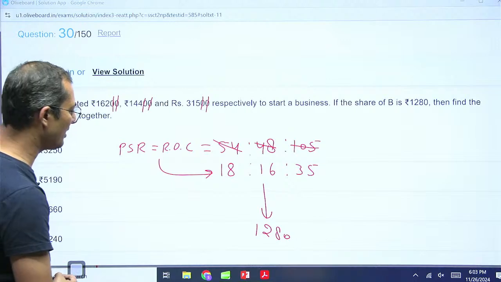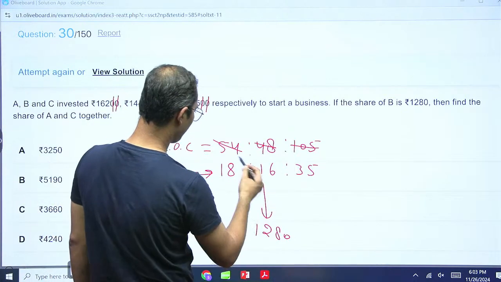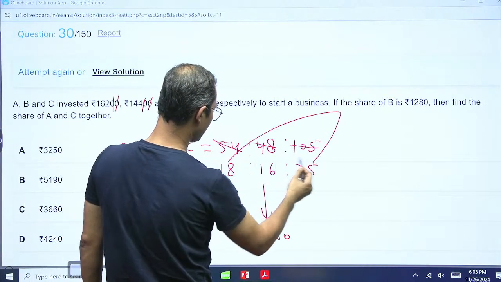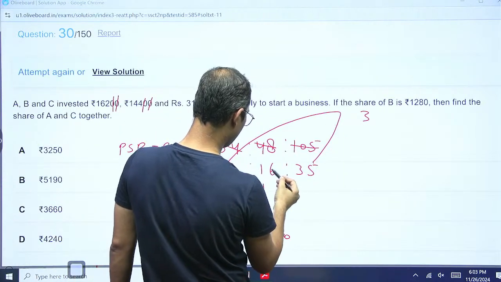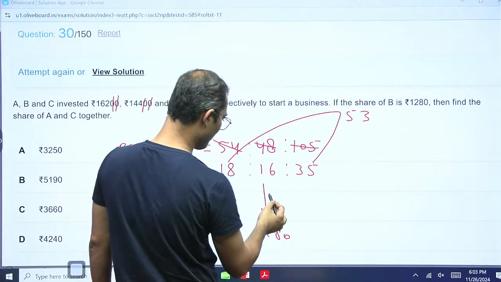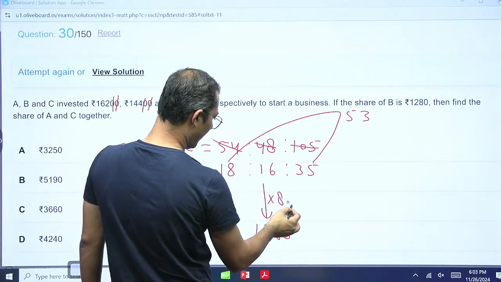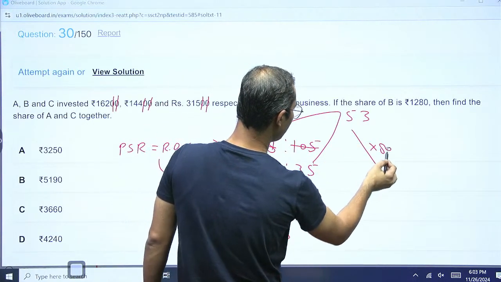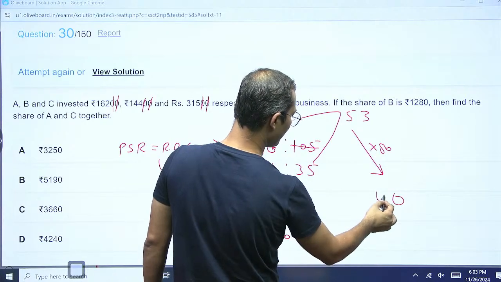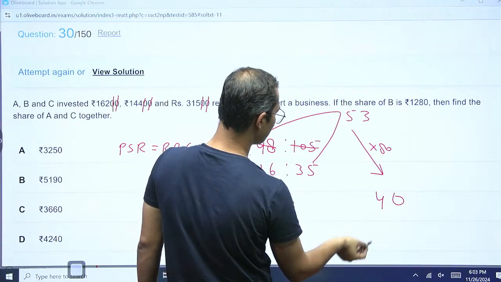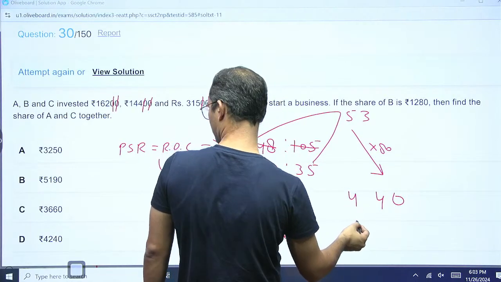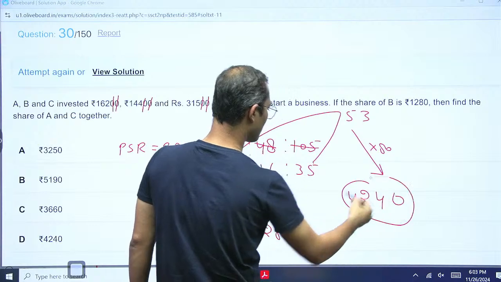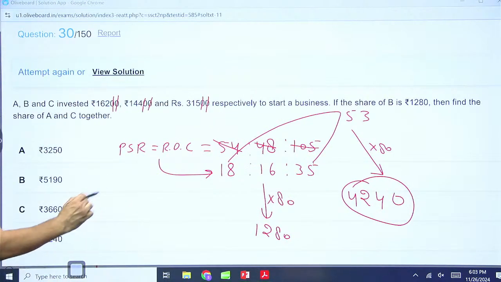So we can check the multiple of 18 plus 35. See, A and C together is going to be how much? 18 plus 35, so we can say that 53, right? So how much time? 80 times. So this is also going to be 80 times, right? So 0, 8 3s are 24, 8 4s are 32, 8 5s are 40, 40 and 2, 42, right? So 4240 is the right answer. So D is the right answer. Yes, D is the right answer.